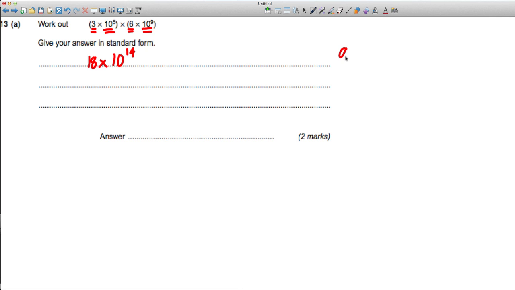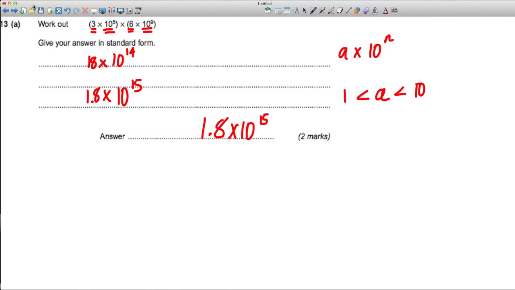Now the thing about standard form is it's always in this form: some number a times 10 to the power of some other number. Instead of calling it b, I might call it n here. That number a must be less than 10 and bigger than 1. It must be between 1 and 10. Currently this is 18, it's no good. So we change it to 1.8, we divide this by 10, and in order to make up for this we have to multiply this by 10, so it'd be 1.8 times 10 to the 15. And we write our answer here, 1.8 times 10 to the power of 15.